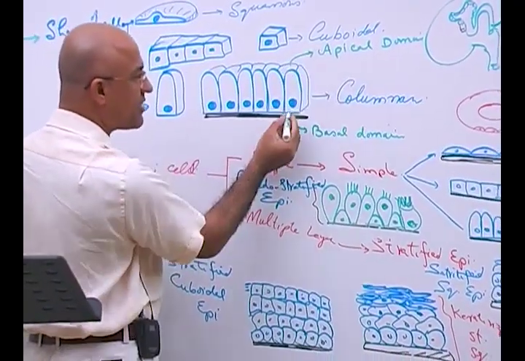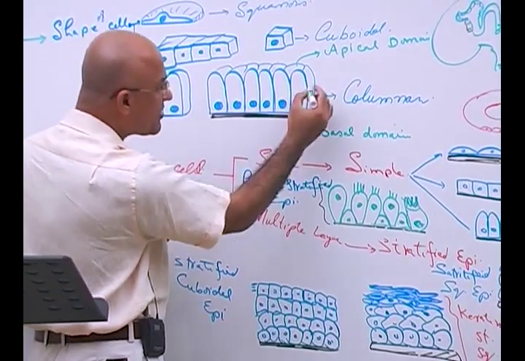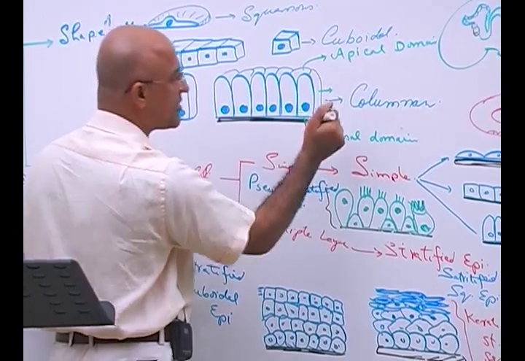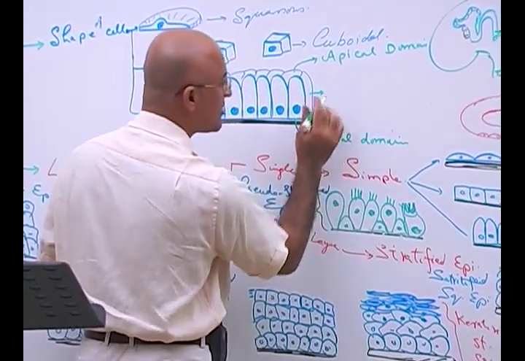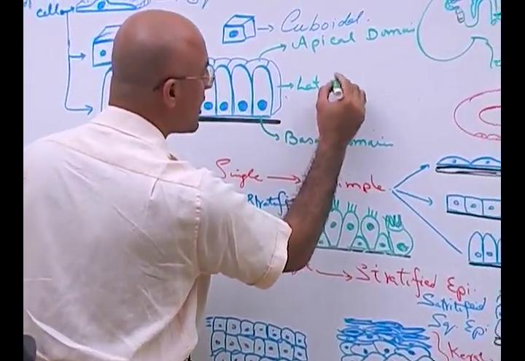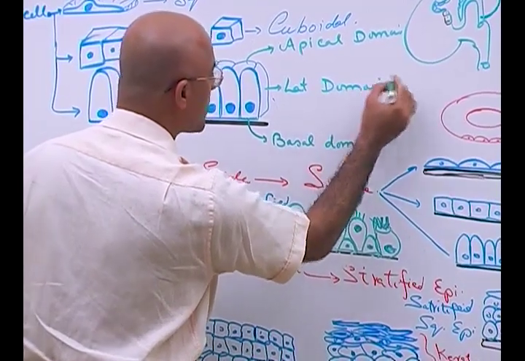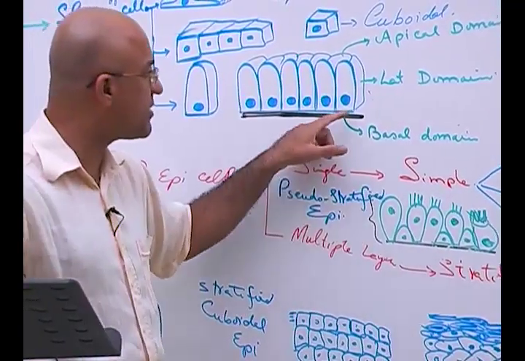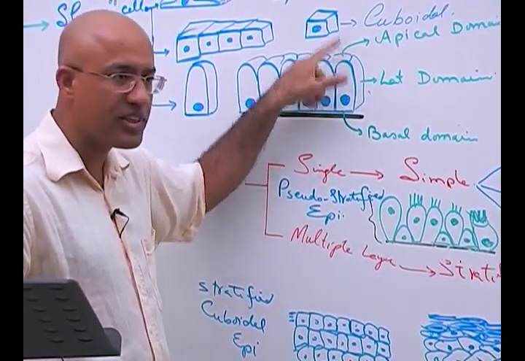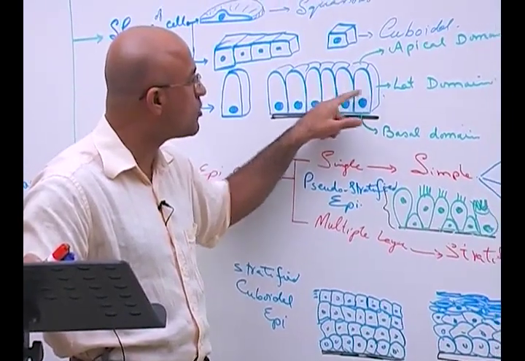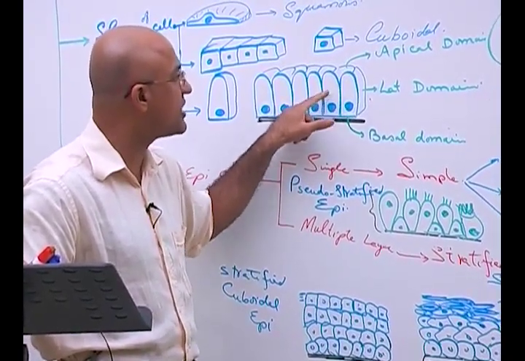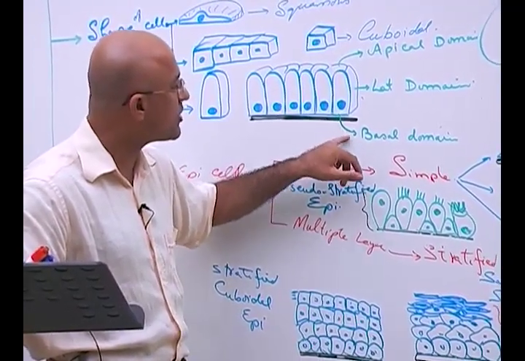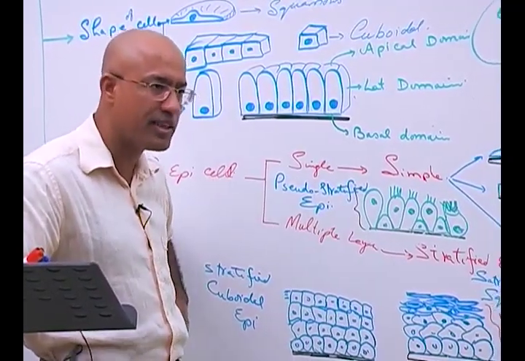This is the apical domain of the cell, this is the basal domain of the cell, and this side of the epithelial cell, which is adjacent to the next epithelial cell, is called the lateral domain of the epithelial cell, or we call it the lateral surface of the epithelial cell. So classically, epithelial cells have an apical domain, which is the free side, and they have lateral domains where epithelial cells are in contact with each other, and then a basal domain where epithelial cells are in touch with the basement membrane. Any question up to this?